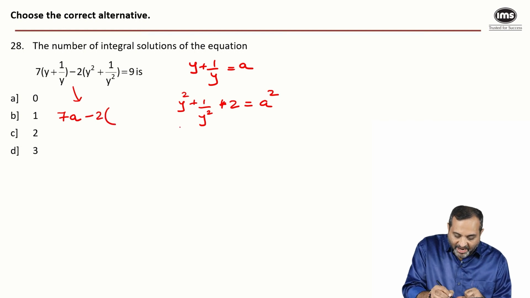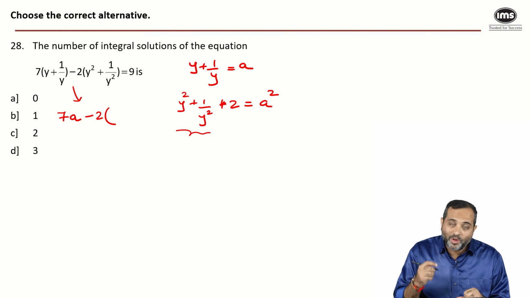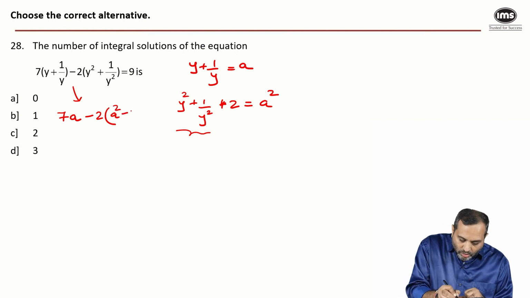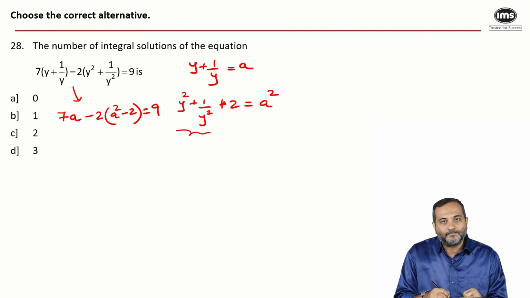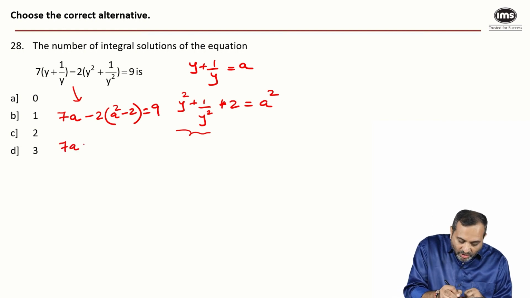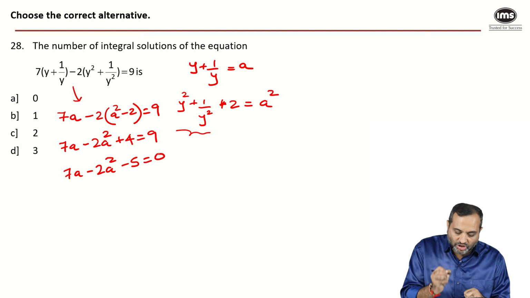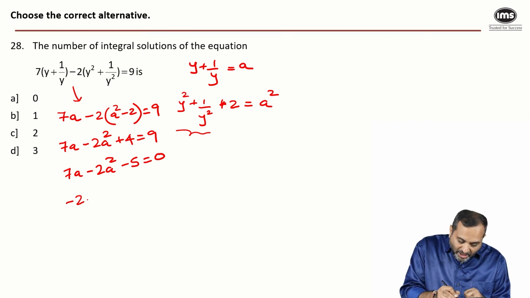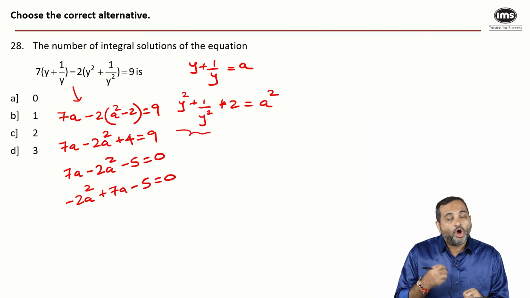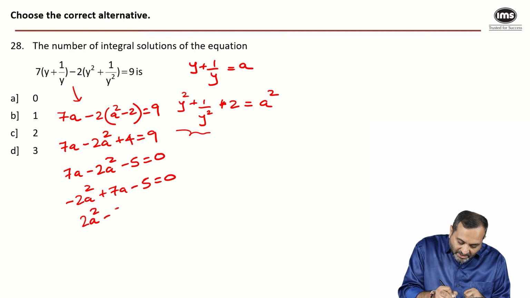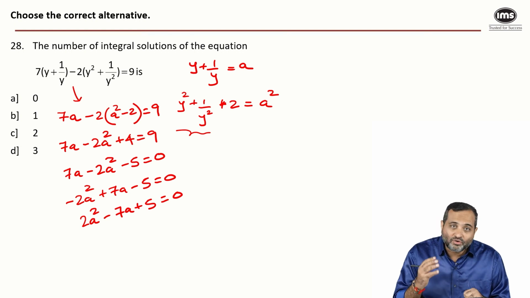Minus 2 times, can I say from here y square plus 1 by y square is a square minus 2. This is equal to 9. Let's write this in form of a quadratic equation. 7a minus 2a square plus 4 is equal to 9, or 7a minus 2a square minus 5 is equal to 0, or minus 2a square plus 7a minus 5 is equal to 0, or 2a square minus 7a plus 5 is equal to 0. I want to find roots of this equation.